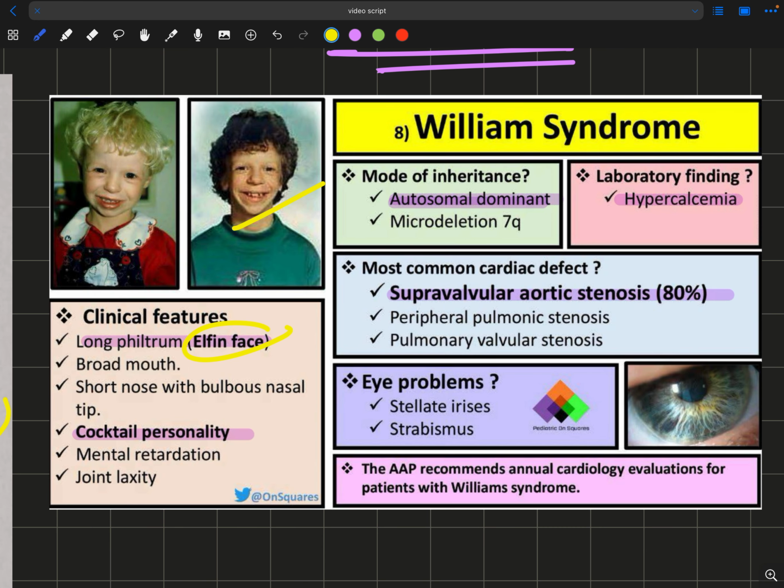You see elfin facies, broad mouth, short nose with bulbous nasal tip, cocktail personality, mental retardation, joint laxity. So elfin facies, mental retardation, and the cardiac abnormality most common in case of Williams syndrome is supravalvular aortic stenosis. Supravalvular aortic stenosis is the most common cardiac abnormality in case of Williams syndrome.